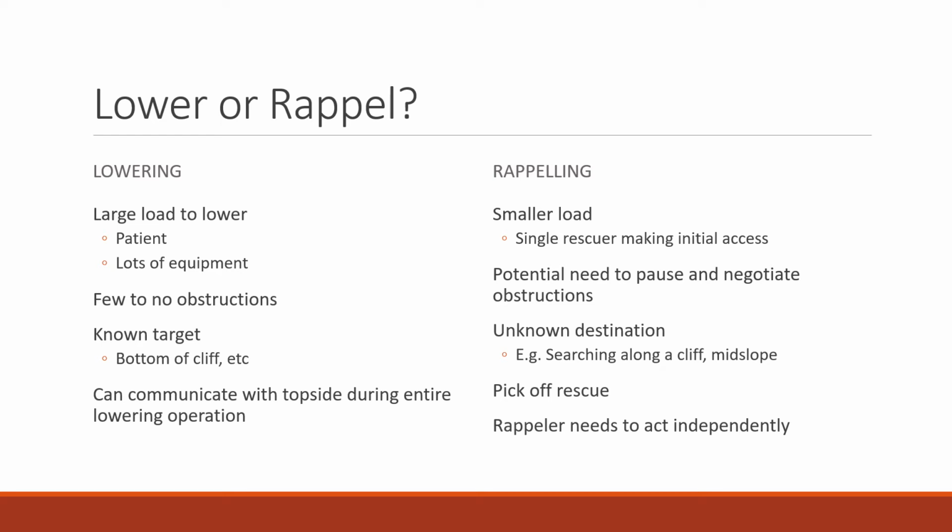So I've got to go at my own control to wherever I'm going to look for something. Rappelling is also appropriate for a pick-off rescue. So someone's stranded on the edge of a hill. You can rappel down to them, attach them to your system, and continue to rappel. Or there's a need if the rappeller needs to act independently. So can't talk up the hill, can't do anything like that. Solo or reduce personnel as risk increases, obviously. It's an option to get down to a location.